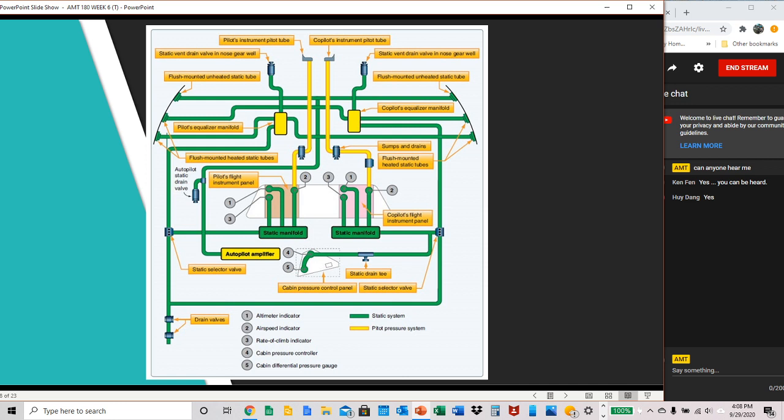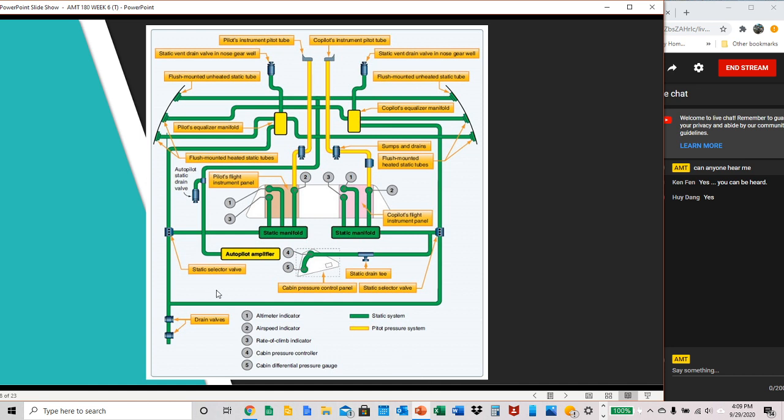Autopilot static drain valve. You also have the pilot's flight instrument panel labeled over here. So this would be the nose, the forward of your aircraft, and working back. This is where the pilot and the co-pilot would be, and where those associated items would be in relation to those spots. It talks about your autopilot amplifier, which we'll get into at the very end of the semester, just a little bit, because we do cover autopilot in the navigations and communications class.